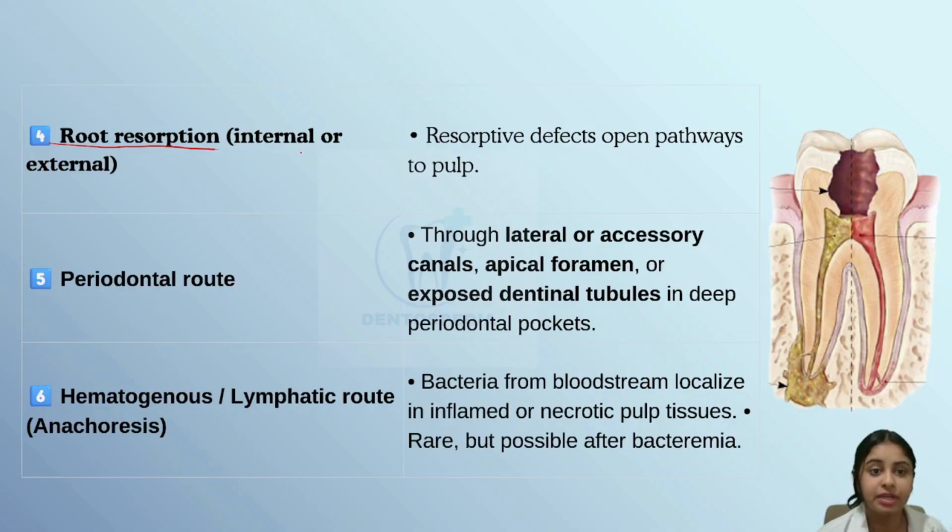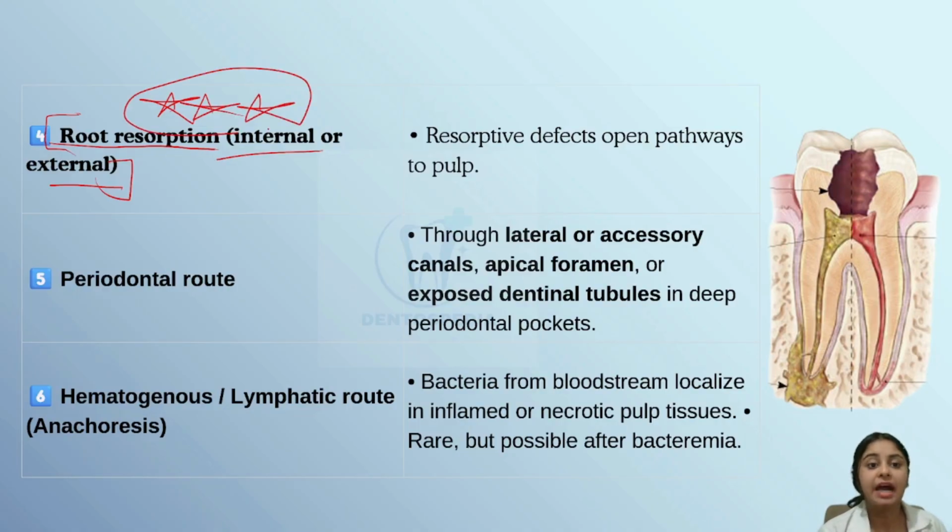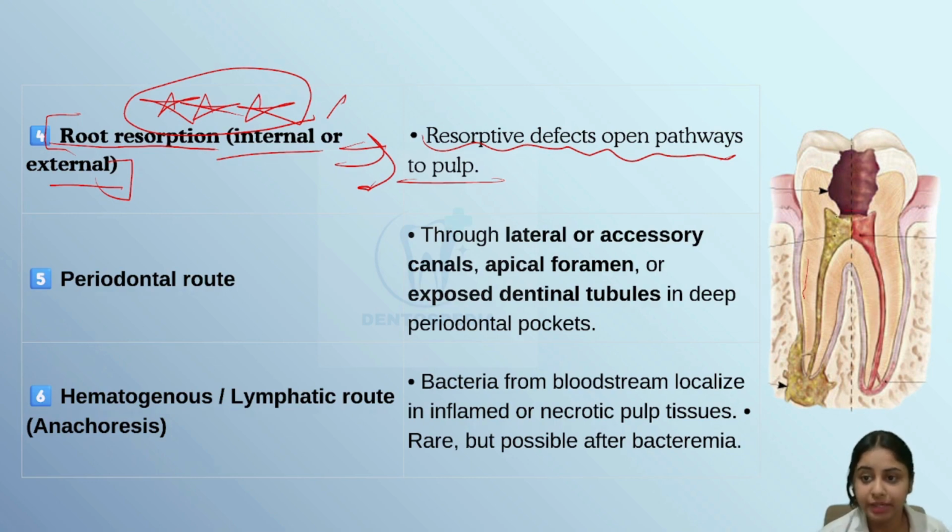Fourth, root resorption. It might be internal or external root resorption. This root resorption is explained very thoroughly in the chapter and it is very important from the exam point of view. The resorptive defects open a pathway to the pulp. So due to internal or external root resorption, the bacteria may enter the pulp. Coming to the periodontal route, through any lateral or accessory canals, apical foramen, or exposed dentinal tubules in a deep periodontal pocket.